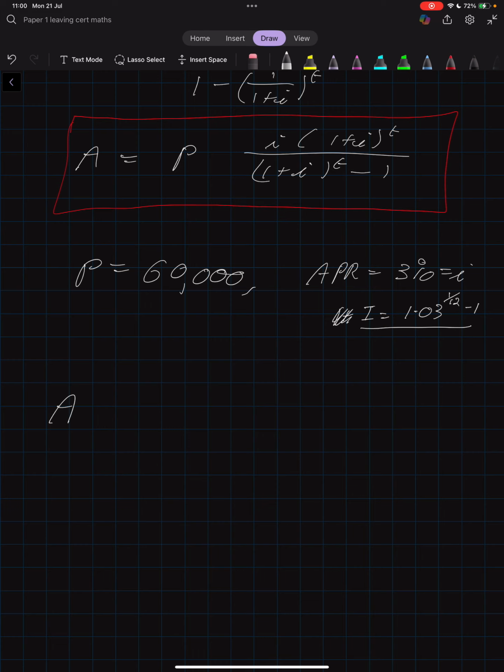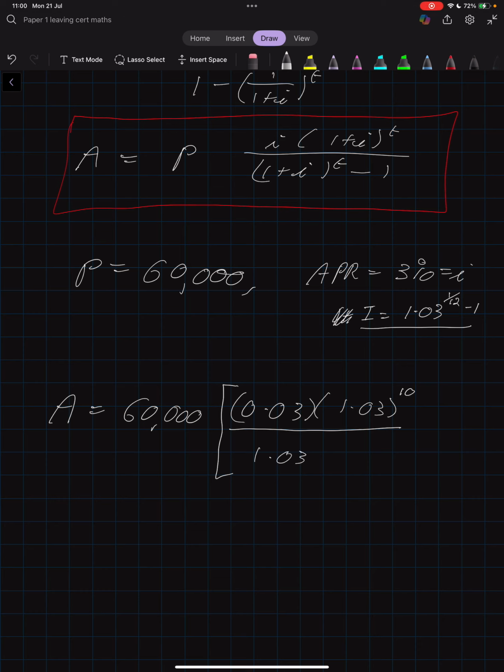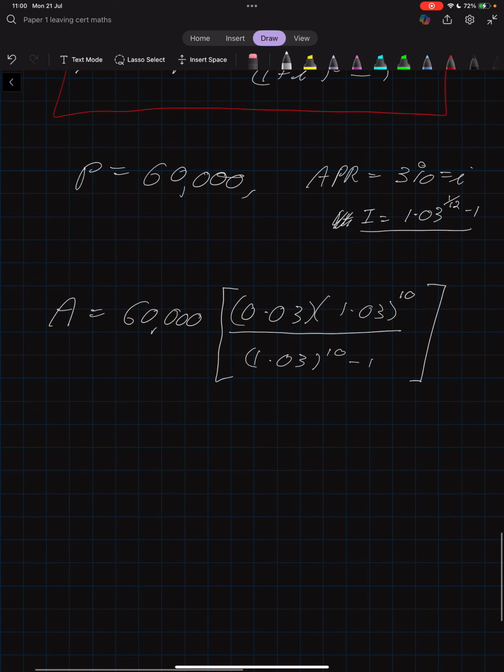So A is equal to P, which is 60,000, times I, which is 0.03, into 1.03 to the power of t, so in this case to the power of 10, all over 1.03 to the power of 10 minus 1. If you plug all this into your calculator, you will get that A is equal to 7034. And that's it.